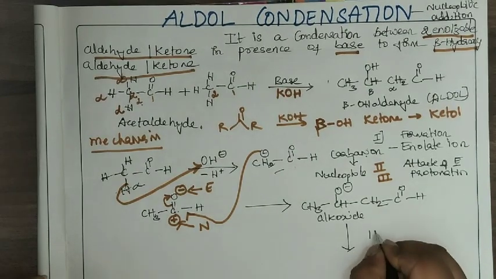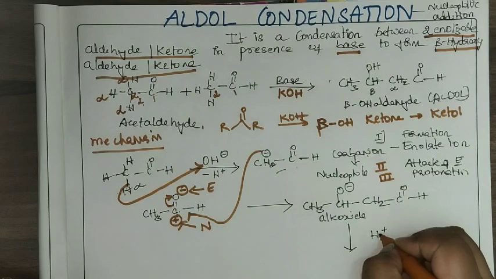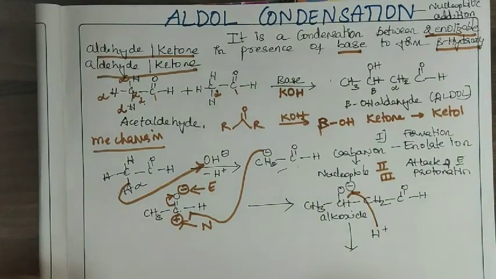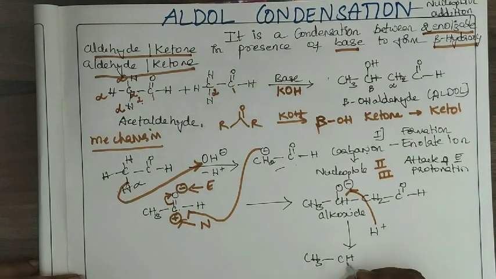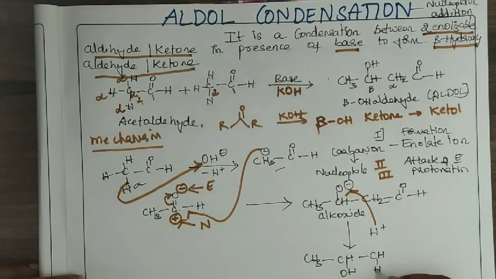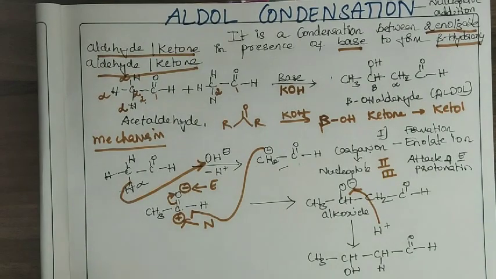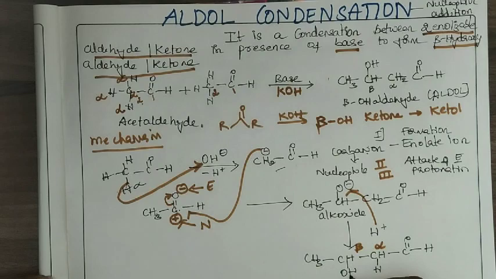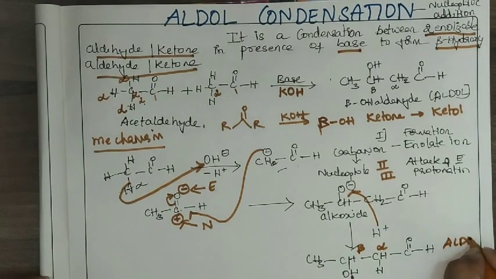See, protonation means a proton will be added. So where will this proton attack? This is the electrophile, and it will attack the electron rich oxygen to form alcohol. So now see the product. This is the alpha carbon and this is the beta carbon, and at the beta position you have a hydroxyl group. So this is aldol.